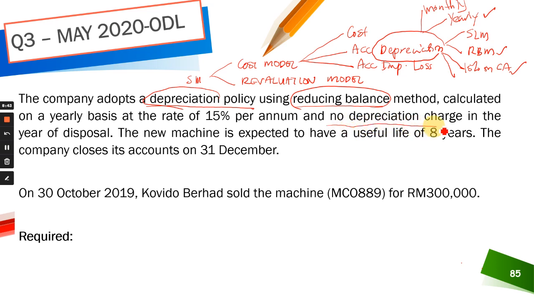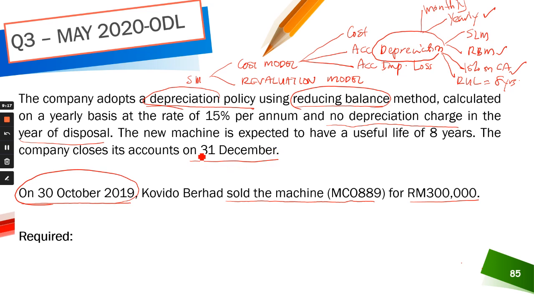So this statement here is not related to the acquired machine yet, but it will be related when the machine is being disposed of on 30th of October. So you will see that the same model machine, triple MCO 889, will be disposed of later on this important date, 30th of October. You are also informed that the company has a remaining useful life for the asset of 8 years, and the closing of the company is every 31st of December.